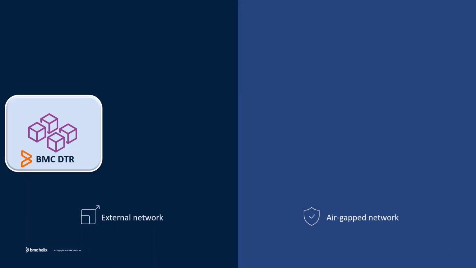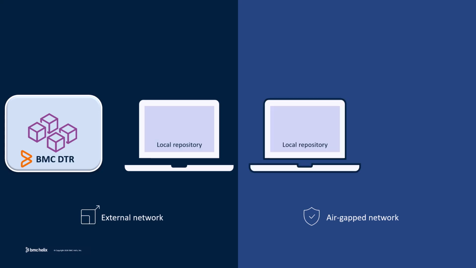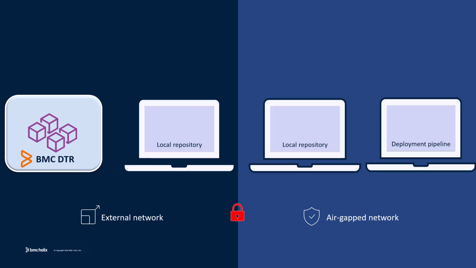For an air-gapped environment with a secure network, use the third method to access images. Begin by synchronizing container images to a local repository. Next, transfer these images to a repository in an air-gapped environment. Finally, configure your deployment pipeline to utilize these images for a secure and isolated deployment.